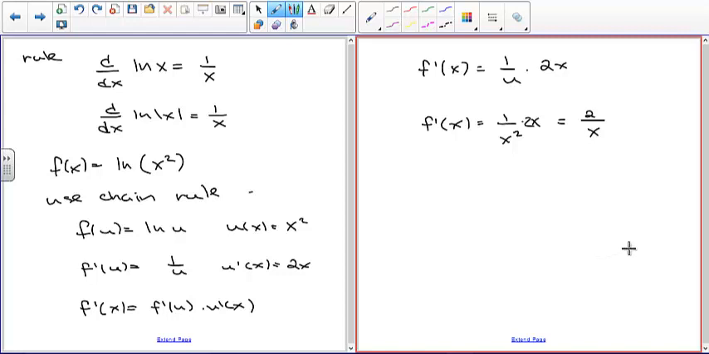Now, interestingly enough, one of those x's cancels out. So this is one way to solve the problem. A lot of times you can use the properties of logarithms to rewrite the original equation in a simpler form so that you can do a simpler derivative. So here's another way.